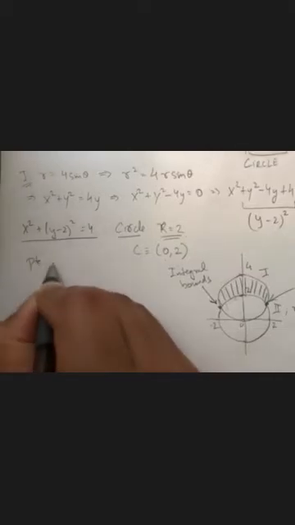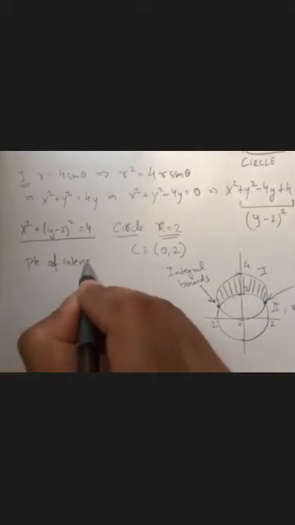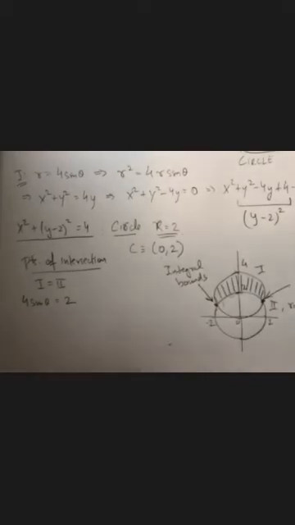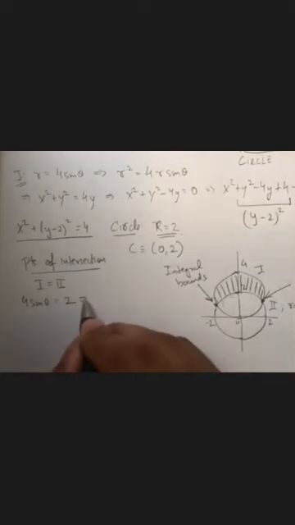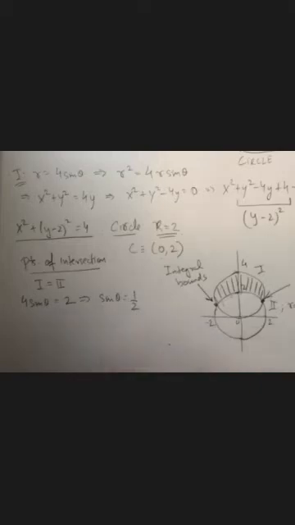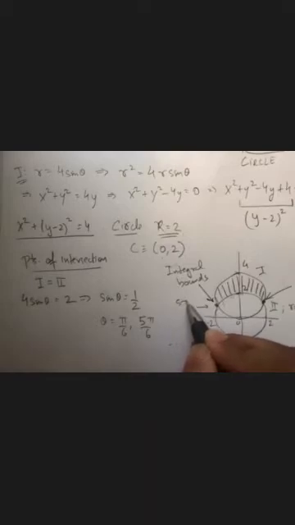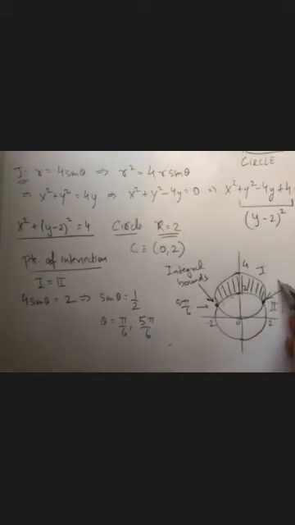So now let's find the points of intersection. We equate the two curves. This means sine theta is half, so theta is pi over 6, plus pi minus pi over 6, which is 5 pi over 6. Then this angle is 5 pi over 6, and this one is pi over 6.